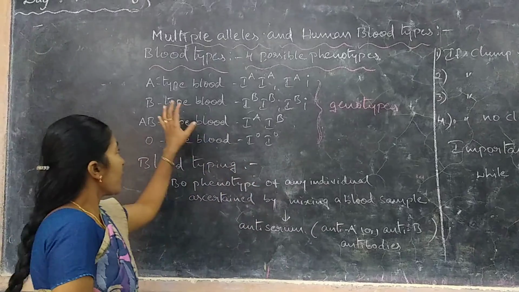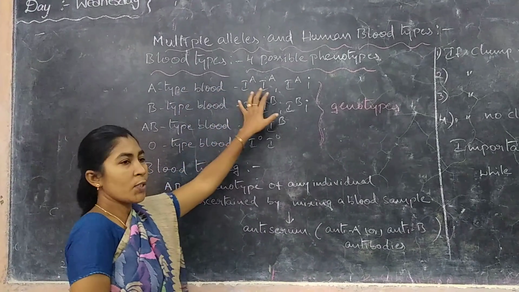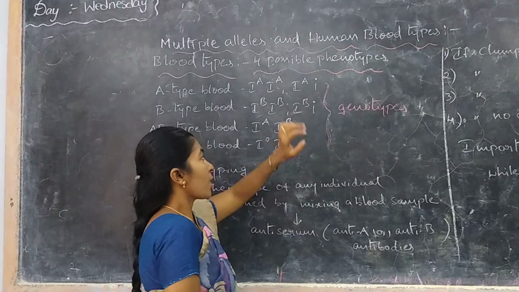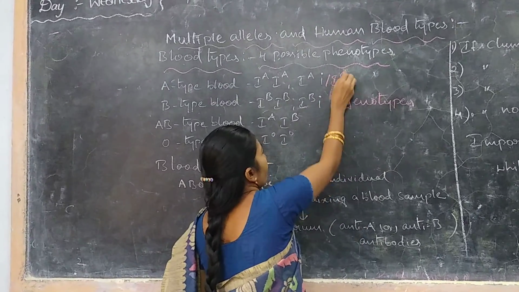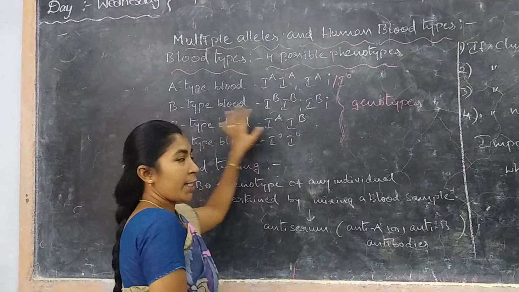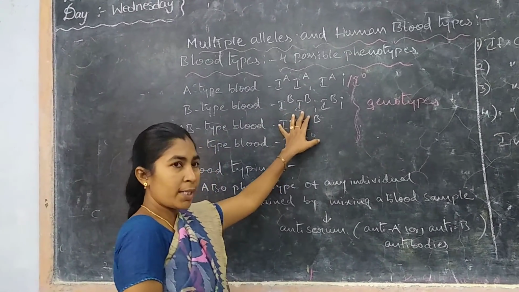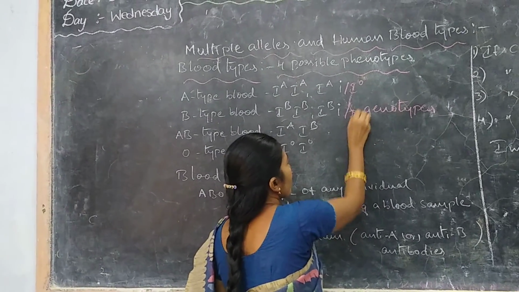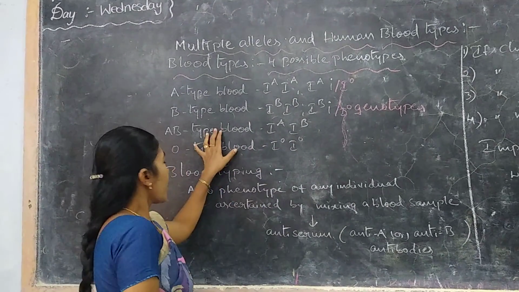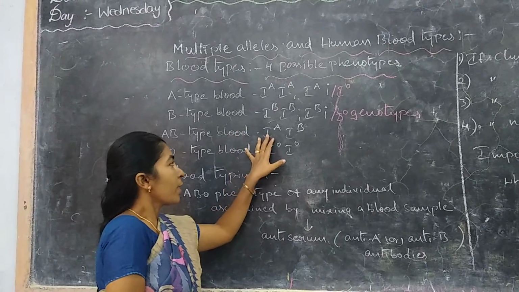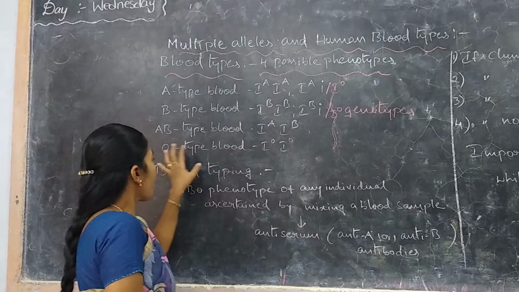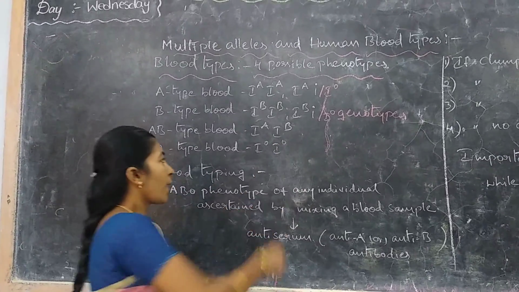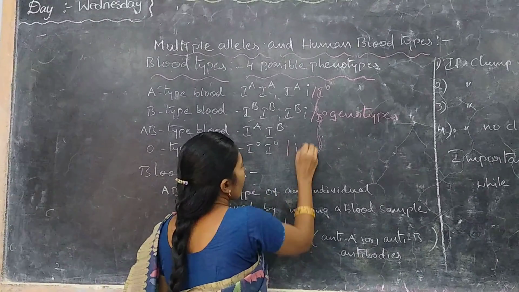The A blood group has the genotypes IA IA and IA i, where small i is also indicated as I naught. Then the B blood group has IB IB and IB i alleles, where again small i is what we consider as I naught. In the AB blood type, it has IA and IB alleles. Then the O blood type has ii alleles, which again indicates small i.